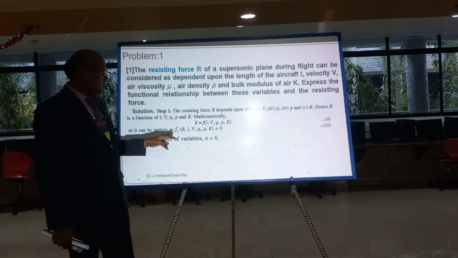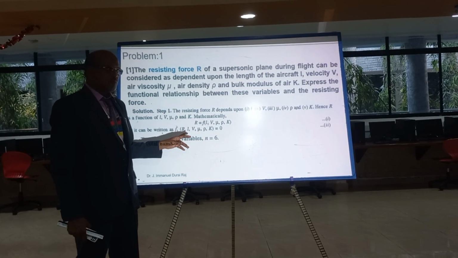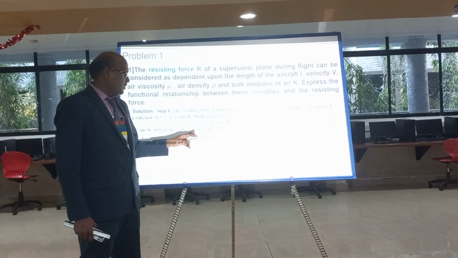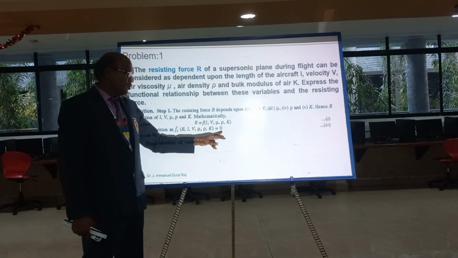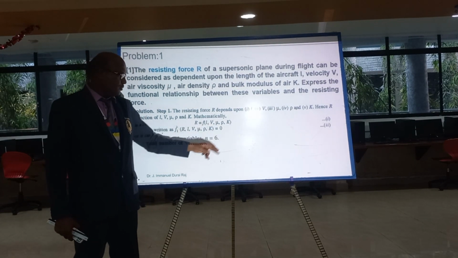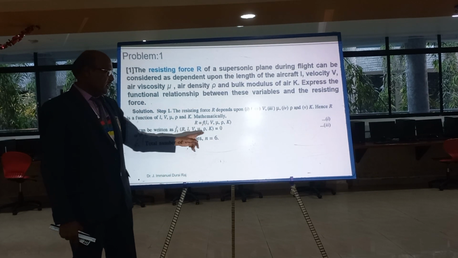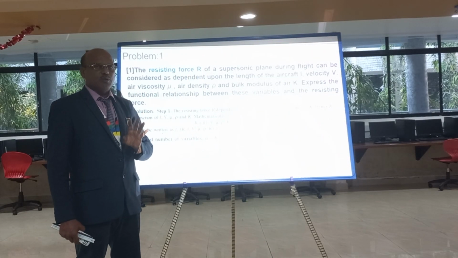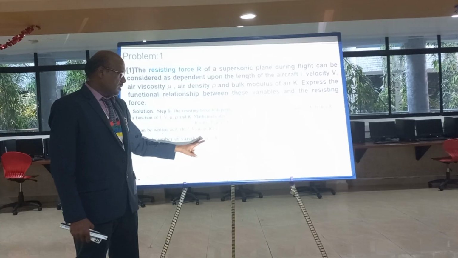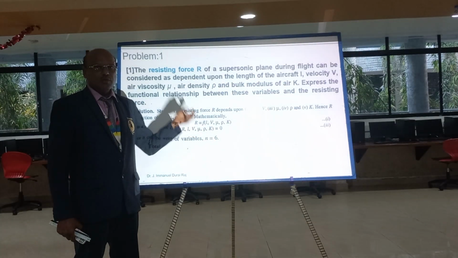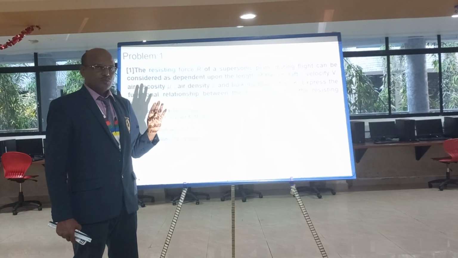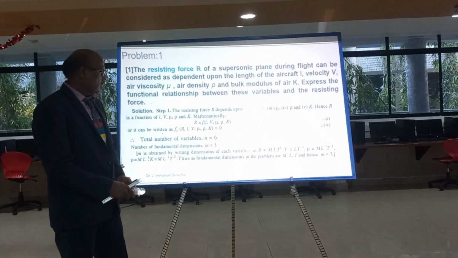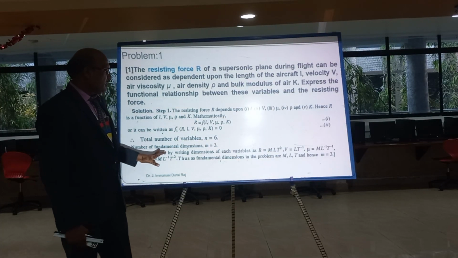This can be written as a function of R, L, V, mu, density, K equal to 0. Now n equals 6. From the problem you can find the total number of variables available is 6, so the number of variables is 6. That is where Buckingham theorem starts. N equals 6. Now your fundamental dimensions.